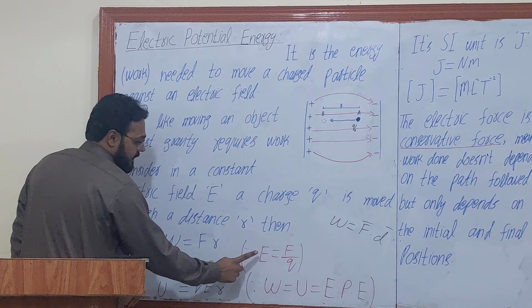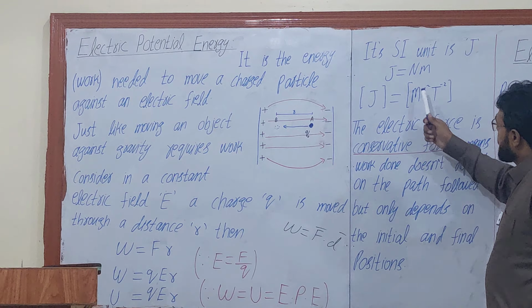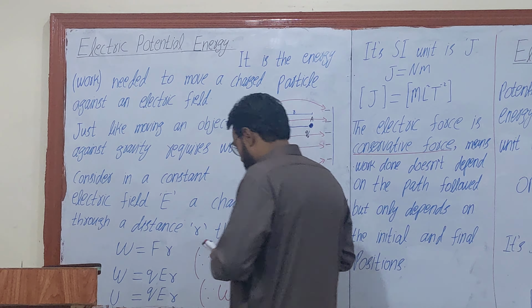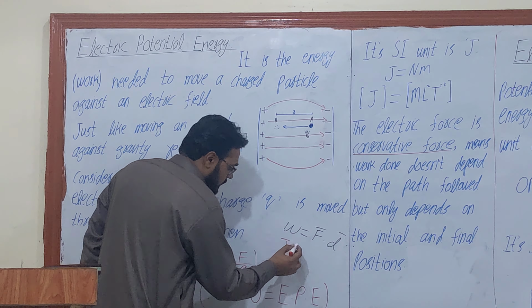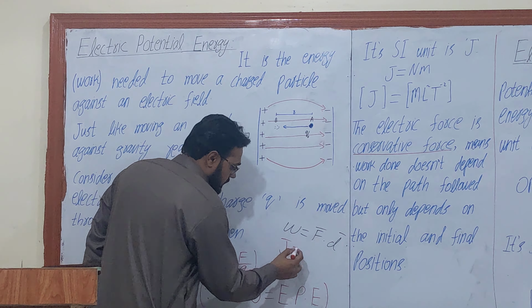And this work which I did on this charge is stored as electric potential energy, and electric potential energy is represented by U. So the work is equal to U. So U is equal to QER. It's the electric potential energy, and it is measured in joule because it is energy. Joule is equal to Newton meter. The work is measured in joule, force in Newton, distance in meter. Joule is equal to Newton meter, and its dimension is M L squared T to the power minus 2.